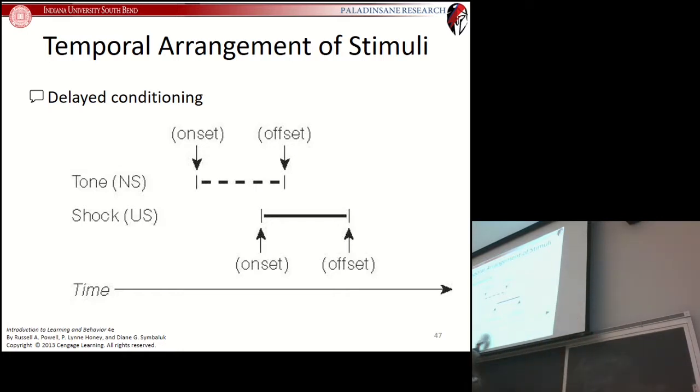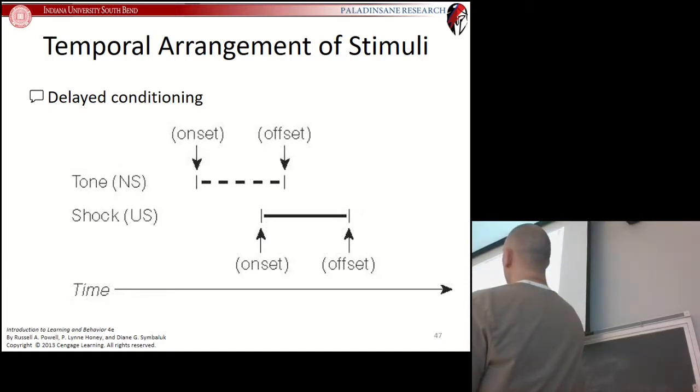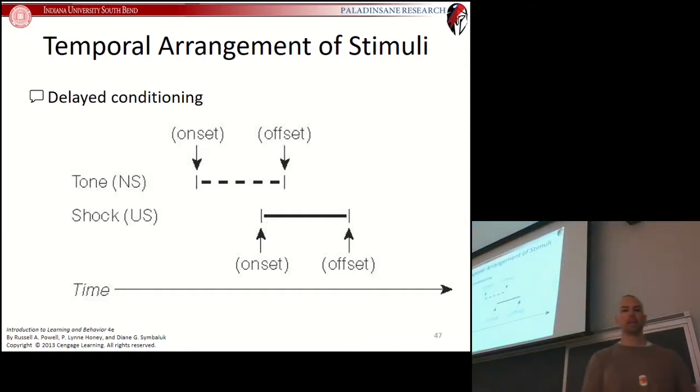We have time here on the y-axis. And then what we have is when the tone begins, that's the neutral stimulus, and then when it ends, and then we have when the shock begins and when the shock ends, and that's the unconditioned stimulus. So delayed conditioning is when you start the tone, and then before the tone ends, the shock starts, right? That's delayed conditioning. So this little overlap here is the key feature of delayed conditioning.